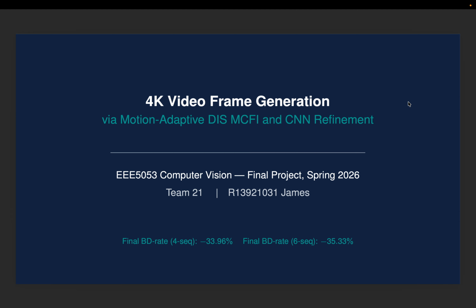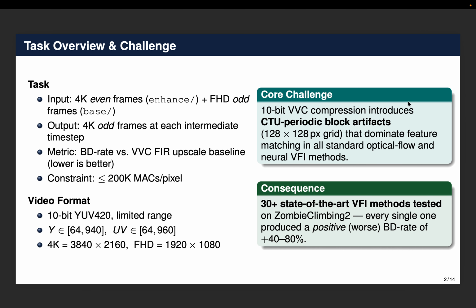Our project is titled 4K Video Frame Generation via Motion Adaptive DIS MCFI and CNN Refinement. The task is to generate missing 4K odd frames from a VVC-compressed scalable bitstream. We are given two inputs, 4K even frames from the enhancement layer and Full HD odd frames from the base layer. Our goal is to synthesize the missing 4K odd frames between each pair of even frames.